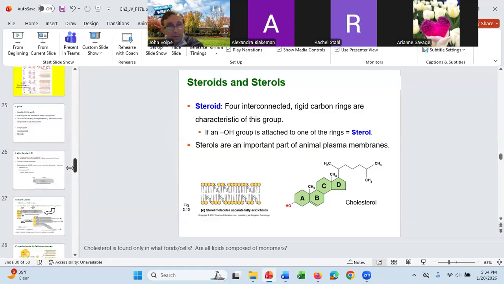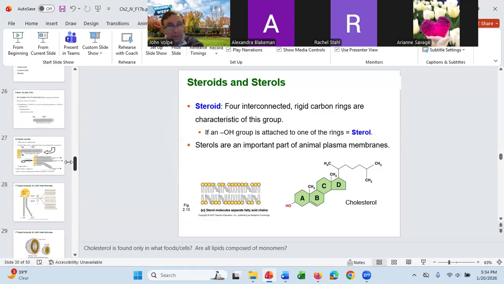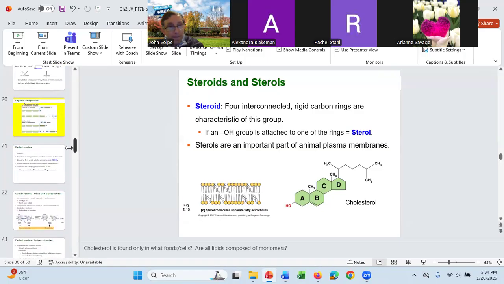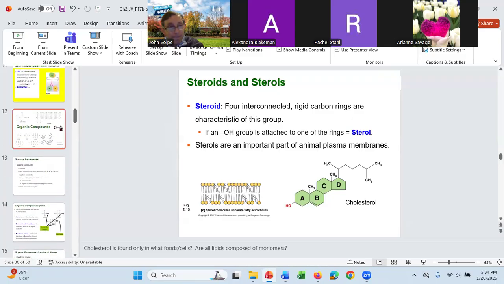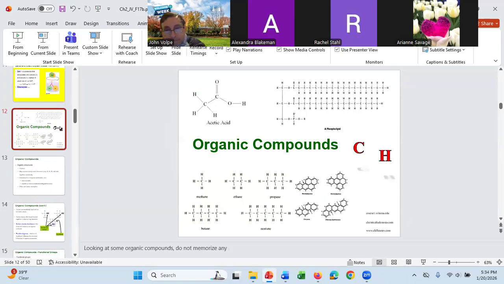What slide am I on, by the way? Because I have to remember. 30. I don't have one.